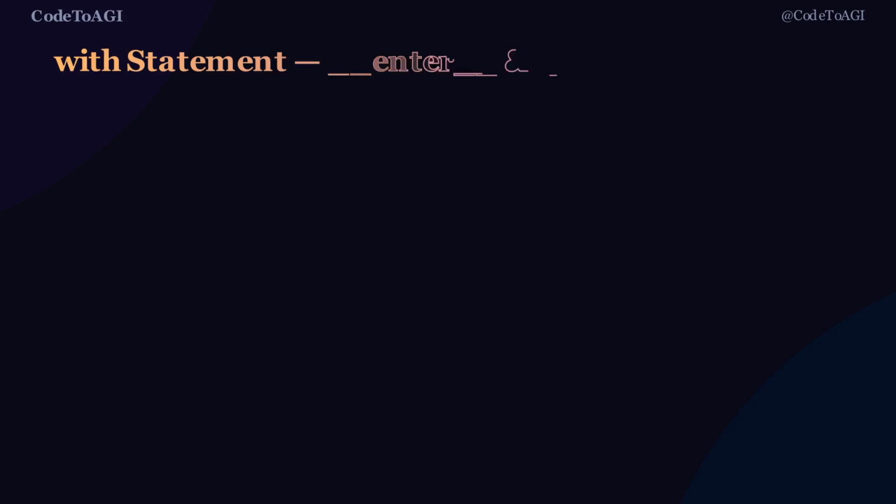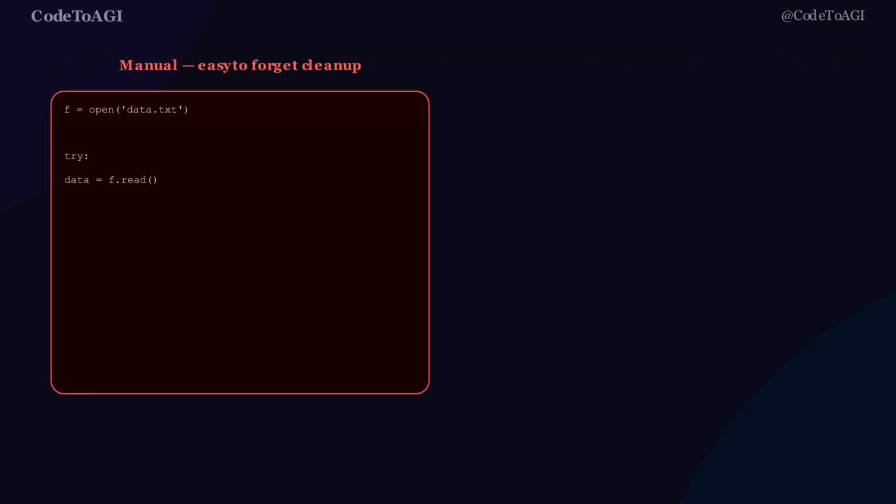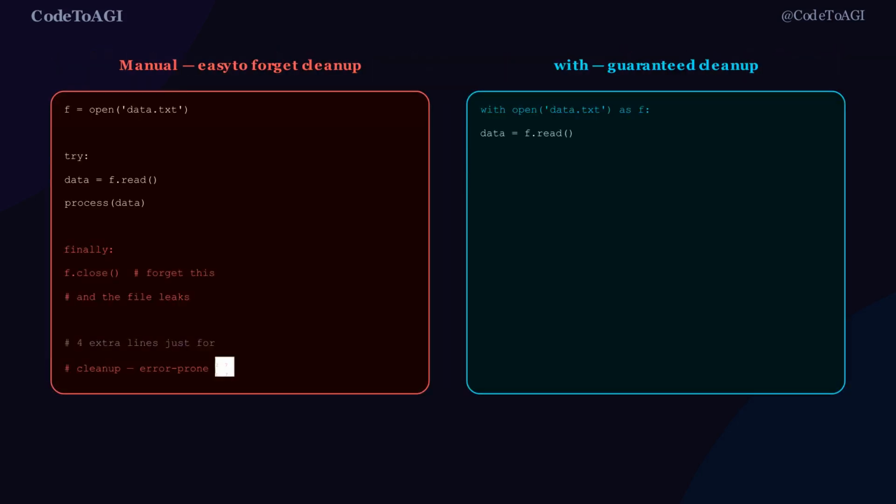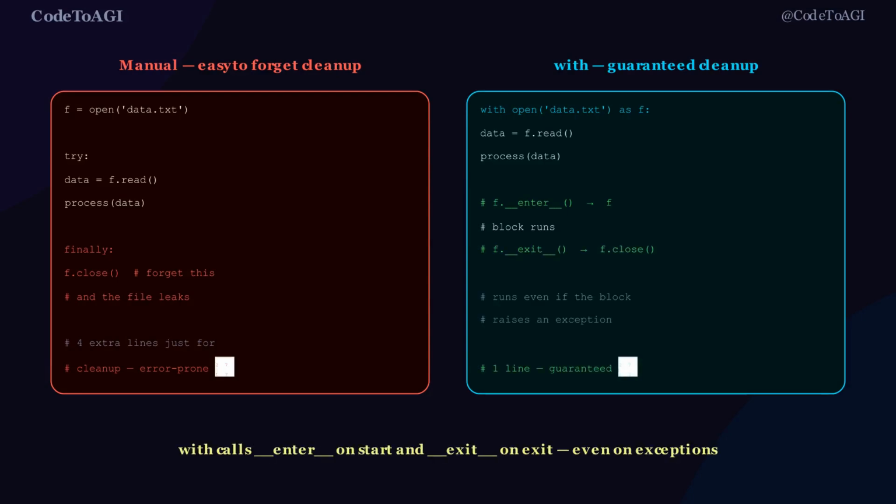Let's go. The with statement guarantees cleanup, even if an exception happens inside the block. Look at the code. On the left, the manual way. We open a file, read from it inside a try block, and close it inside finally. Four extra lines, and if you forget the finally block, the file leaks.